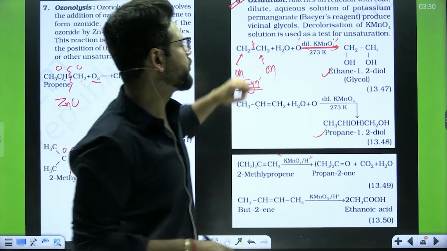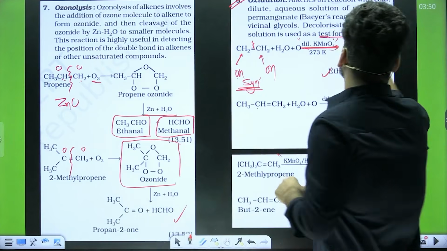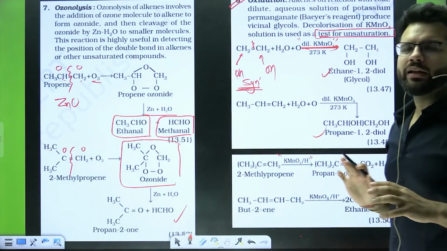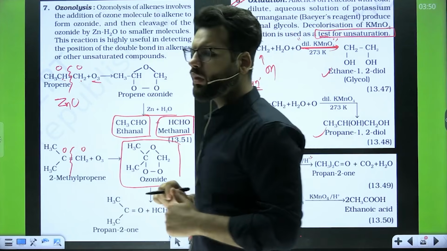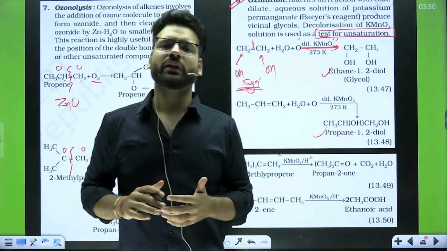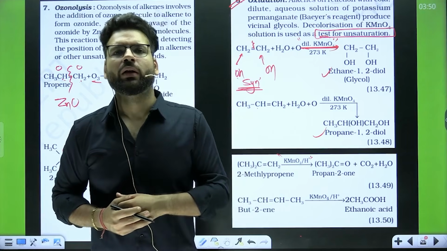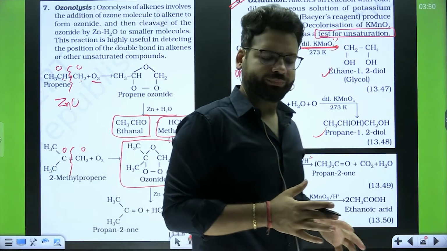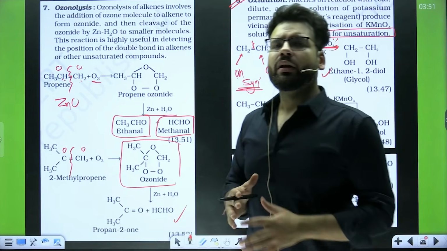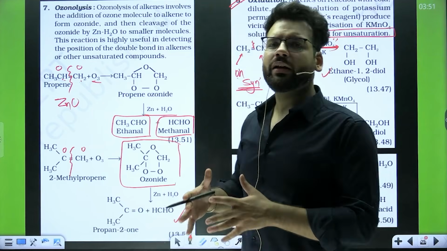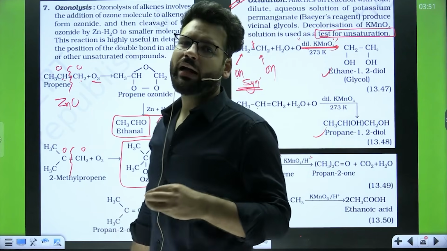Use for test of unsaturation. Alkenes will give this test. Alkynes will also give this test, but alkynes will not give a vicinal diol. They will give vicinal dicarbonyl compounds. So if I take ethyne, for example, instead of getting ethylene glycol, you finally get glyoxal.